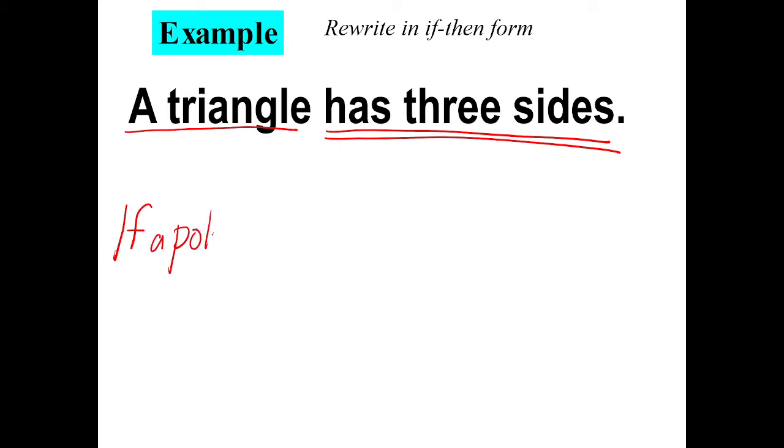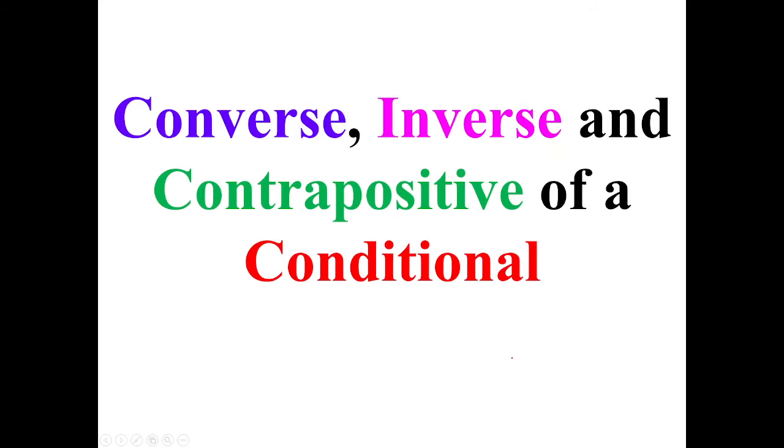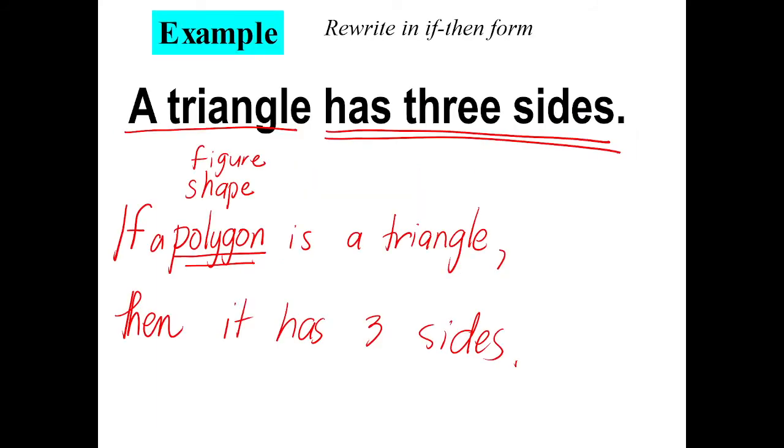If a polygon is a triangle, then it has 3 sides. So, I introduced a big word for the triangle. Sir, can it be shape? Yes. Figure? Yes. As long as it is a big word pertaining to the triangle. Do you get what I mean? Correct. Anyway, there is no activity on this in your tasks. I only gave it so you have an idea how to rewrite.